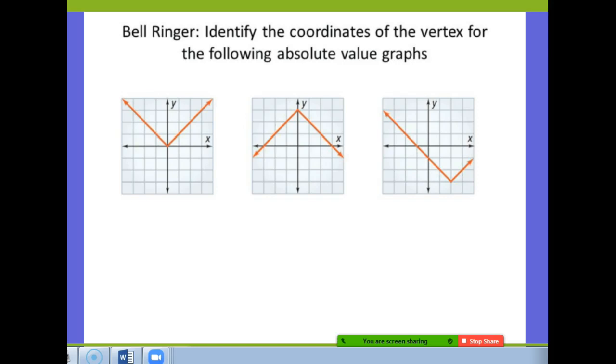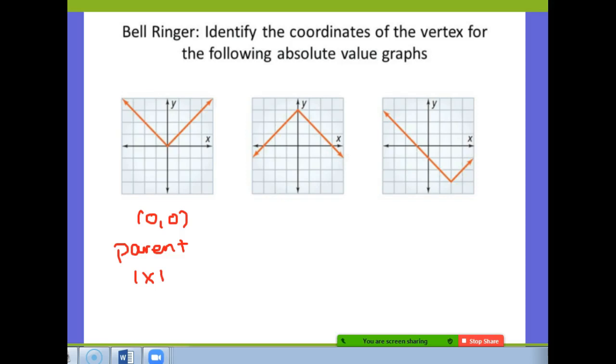So, in example number 1, your vertex was 0, 0. A vertex of 0, 0 and a slope of 1, 1 makes this what we call the parent function. The equation of this function is simply the absolute value of x.